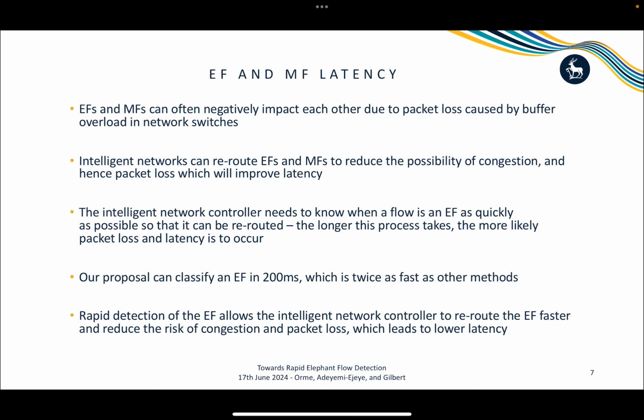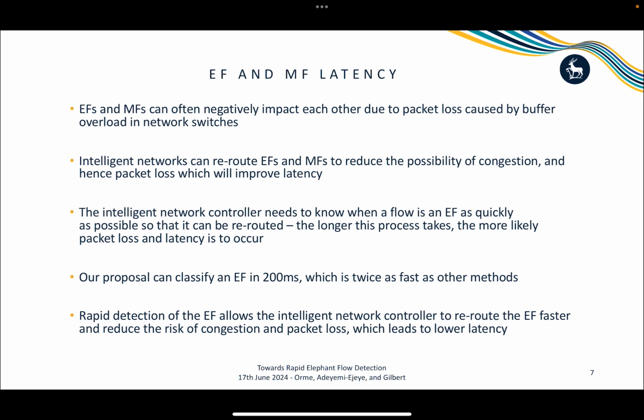In summary, elephant and mice flows can negatively impact each other due to packet loss caused by buffer overload in network switches. Intelligent networks, often employing software-defined network methods, can route elephant flows across different links and switches to reduce the risk of congestion.